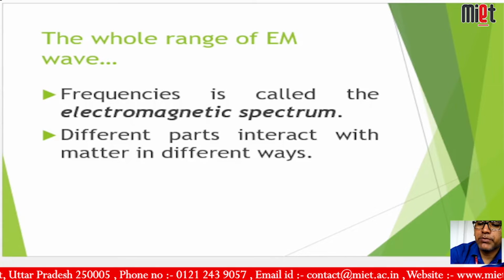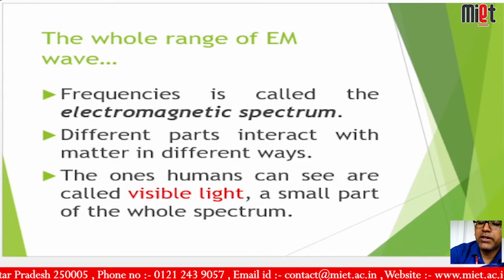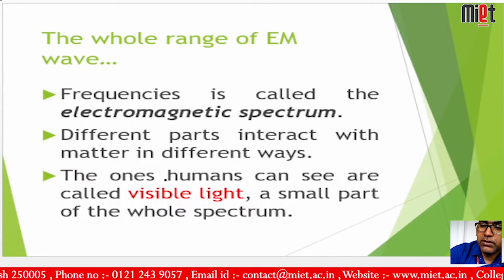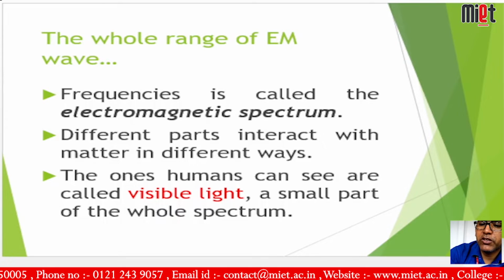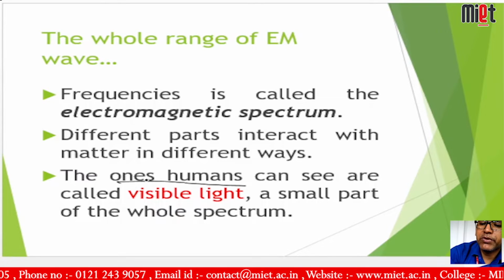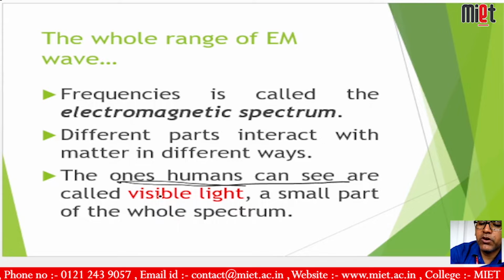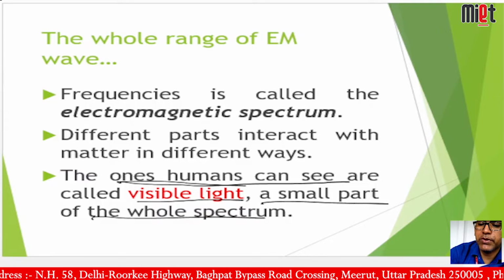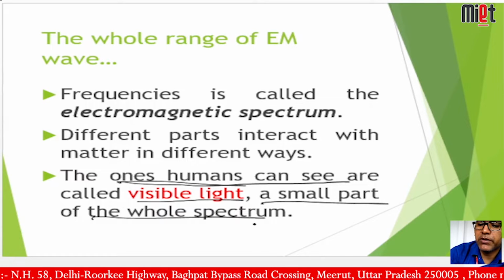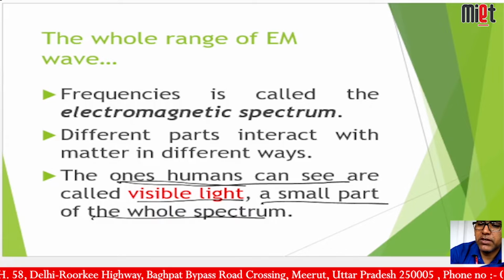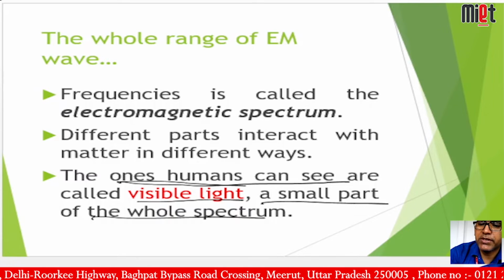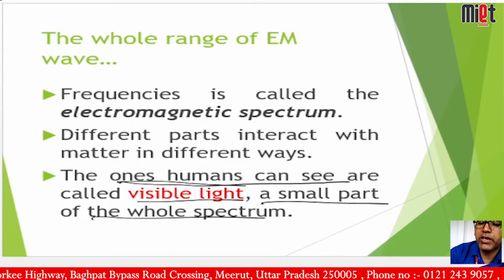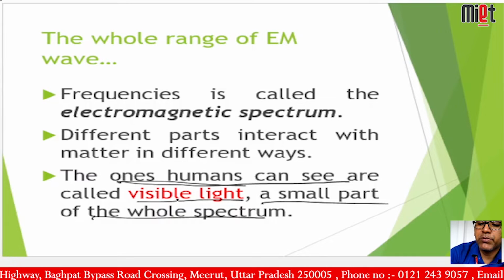Different parts interact with matter in different ways. The part which the human eye can see is called visible light. There are frequencies from 0 to infinity in the universe. The frequencies which human eyes can see are called visible light. Visible light is a small part of the whole spectrum. There are signals from zero frequency up to infinite frequency. Of those, only a few frequency components are seen by humans, and that range of frequency is called visible light.